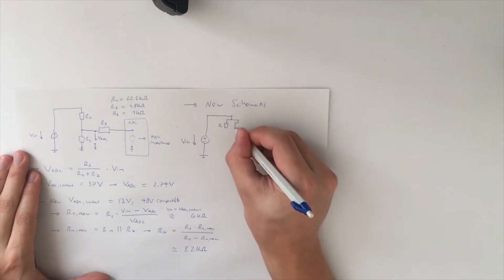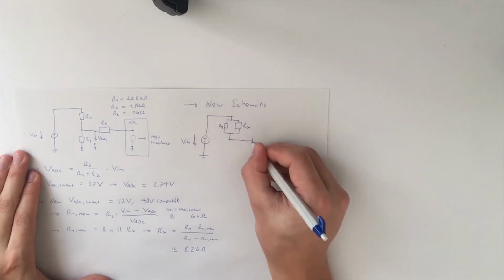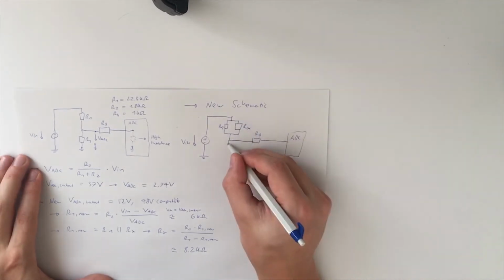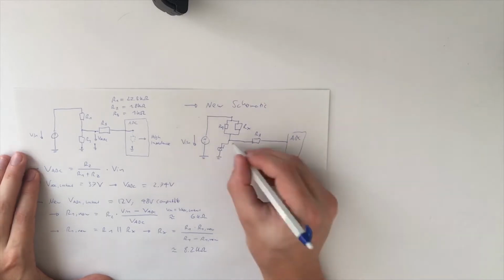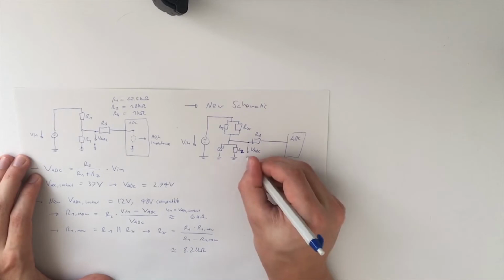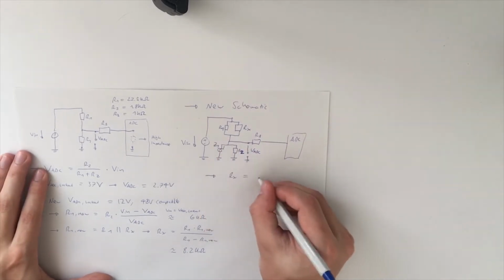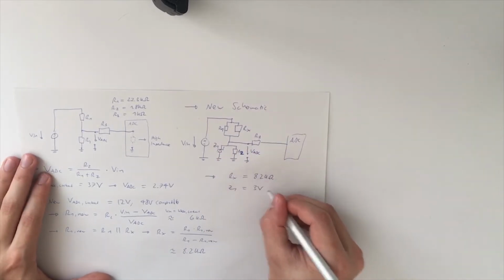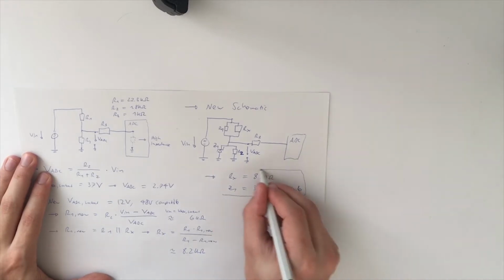Now the new schematic looks like this. It has a parallel resistor to R1, and it's important to use a standard diode in parallel to R2 as an overvoltage protection. You may use a standard diode of around 3 volt to 3.6 volt.